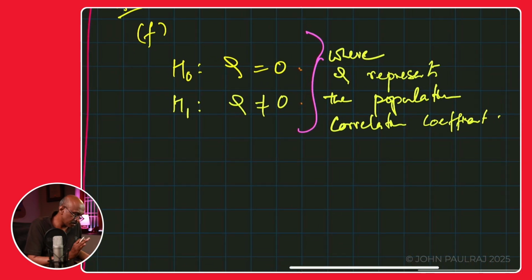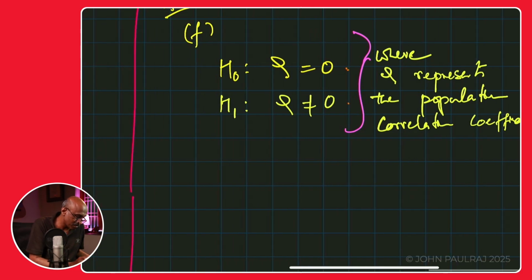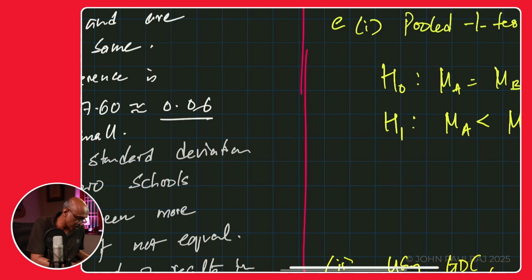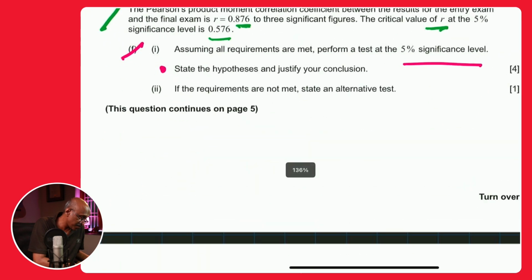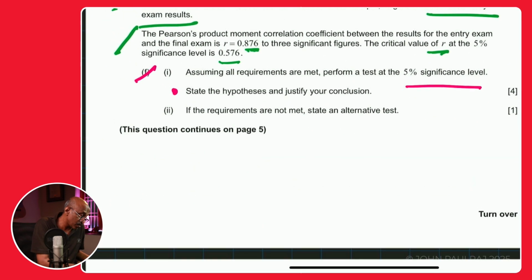Cool. So you said that rho is equal to 0 and rho is not equal to 0, suggesting that the null is that there's no correlation and the alternate is that there is some kind of correlation. And you've clearly said that the rho represents the population correlation coefficient. All right. What's the next part in F? F part 2 says if the requirements... Oh, no, we need to justify the conclusion.